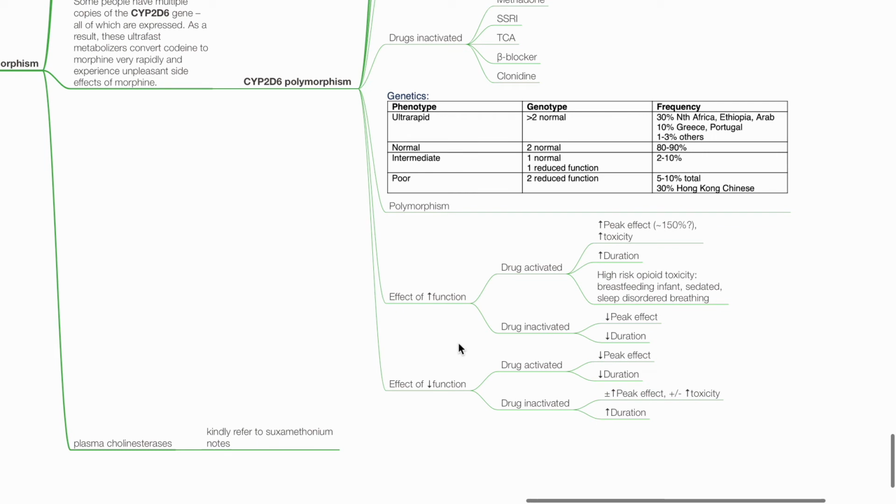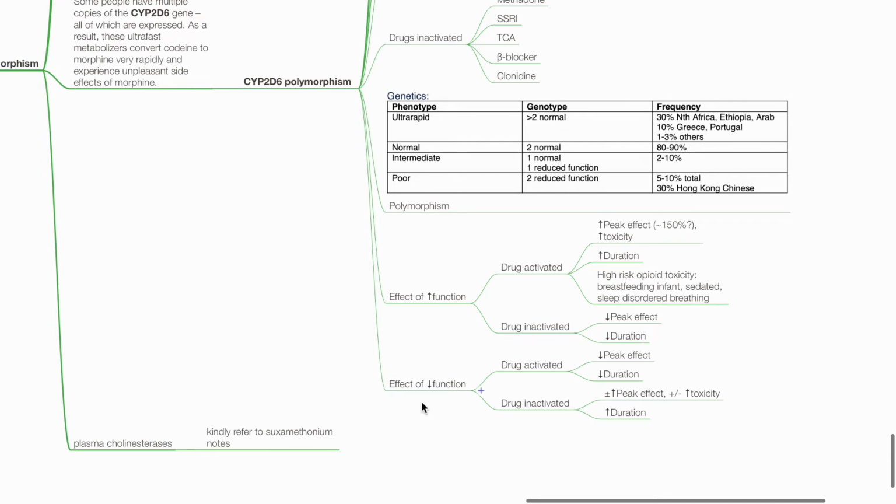Effects of increased CYP2D6 function. If the drug is activated, there will be increased peak effect and toxicity and increased duration of action. If the drug is inactivated, there will be reduced peak effect and duration of action.